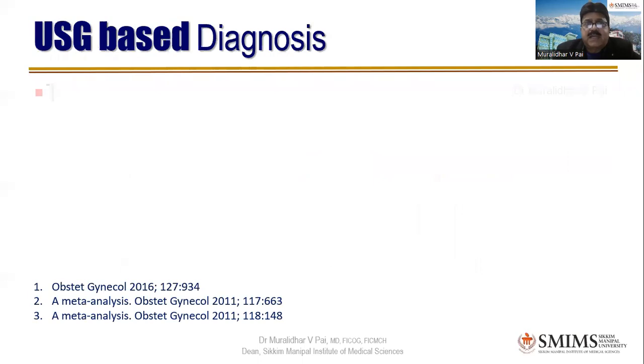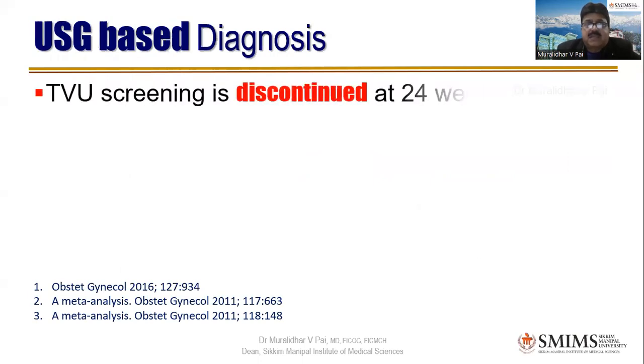Now, ultrasound-based diagnosis. Transvaginal ultrasound screening is discontinued after 24 weeks. Why? Because most of the Western countries are ready to deliver the baby after 23, 24 weeks. They consider that's a viability. In India, we are still sticking to 28 weeks. Maybe we are correct also, because if you deliver the baby too early, you may save the baby, but the chance of cerebral palsy is very high if the baby is delivered before 28 weeks.